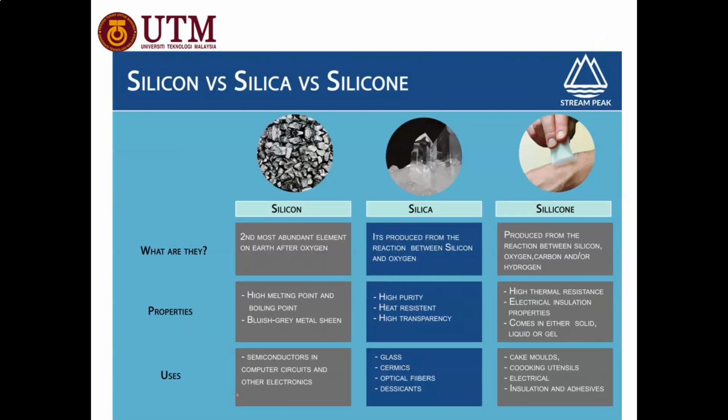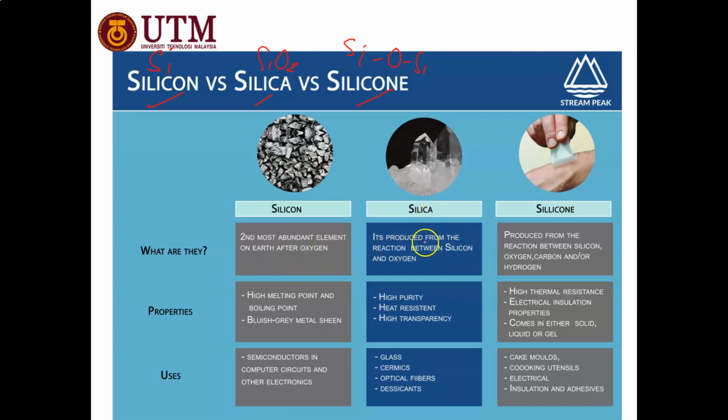Okay, so ni saya nak mention sikit pasal perbezaan antara silicon, the element, silica SiO2 and silicone. Okay, so silicone is SiO(Si). Silica is SiO2. Silicon, the element is Si. So kita cakap what are they? So silicon, the element, is the second most abundant element on earth after oxygen.